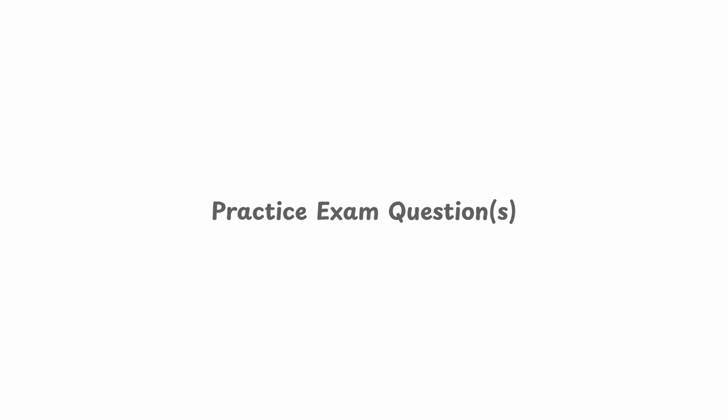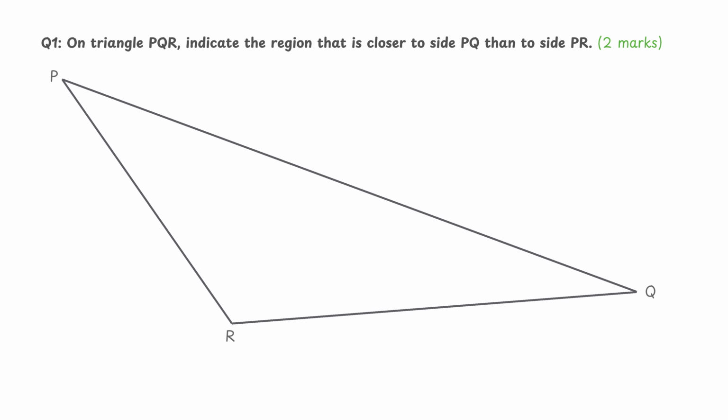Now let's dive into some exam-style practice questions. You can pause the video and try it yourself. We are asked to show the region inside triangle PQR that is closer to side PQ than side PR. So imagine the triangle like a small map, and every point inside it is choosing which side it prefers to be closest to. Our job is to draw the boundary that separates those choices.